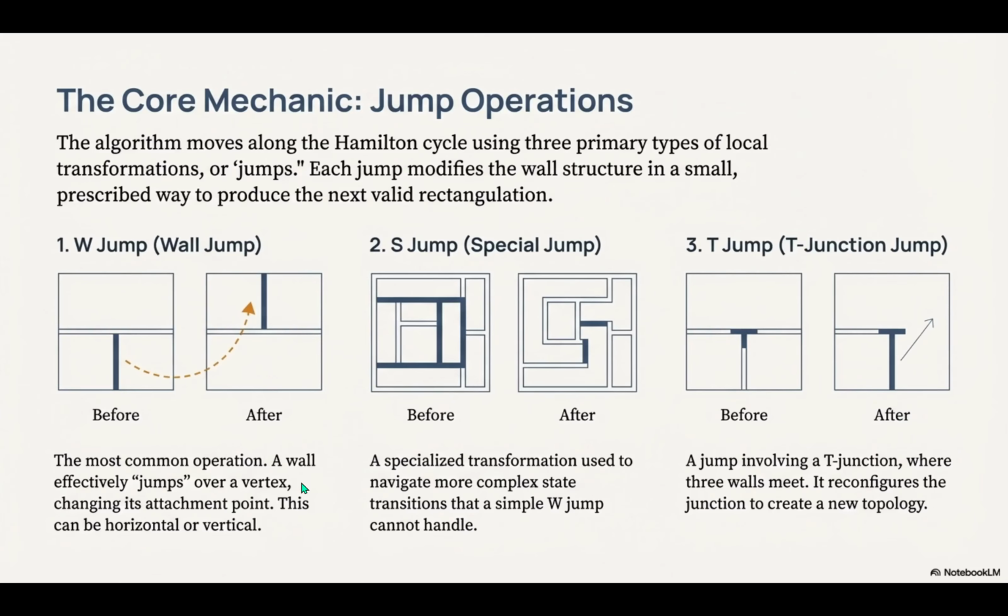Pretty much. And then there's the third one, the T jump. For T-junctions, I assume. Exactly. Where 3 walls meet, the T-junction jump reconfigures the junction itself. It's another necessary move to make sure every single state is reachable.